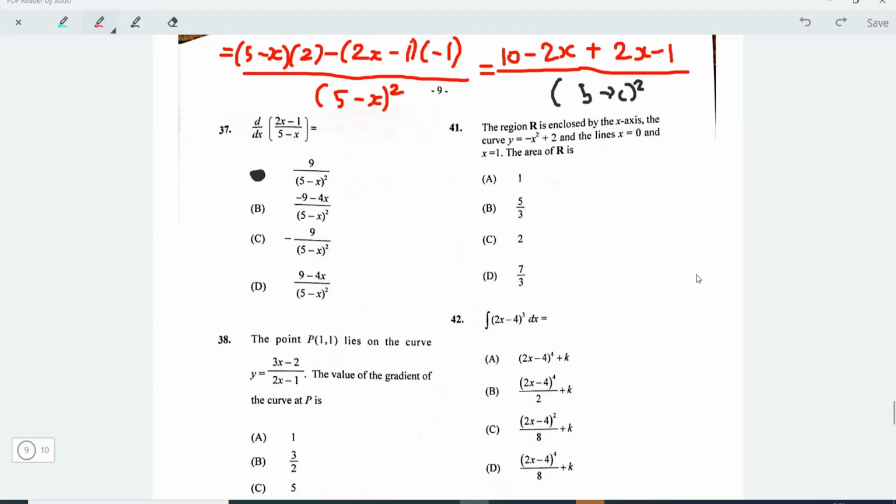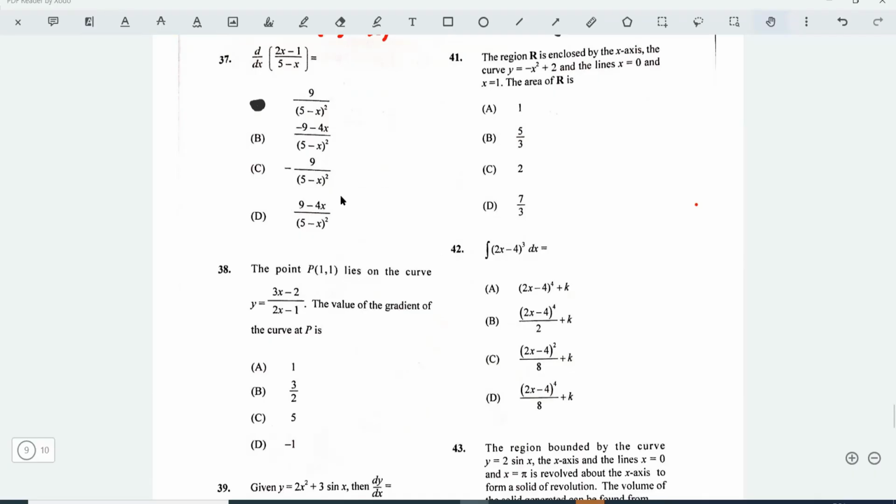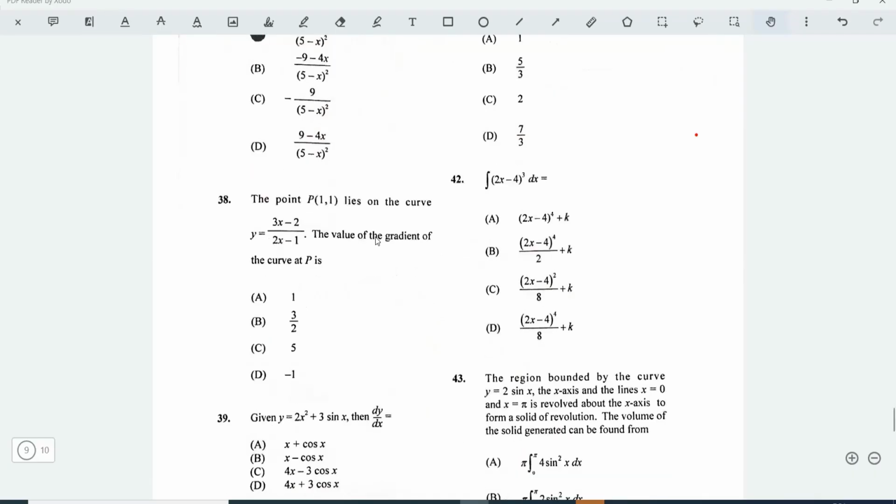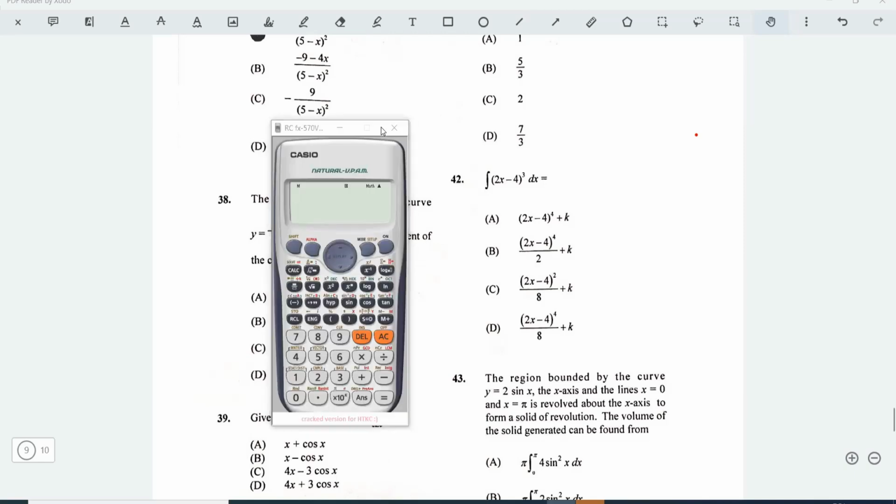Now the next part says a point 1, 1 lies on the curve. Find the value of the gradient at this point P. First thing you need to do is find dy by dx and plug in the point 1, 1. But because we have a smart calculator and we want to save some time, right? We want to save some time.